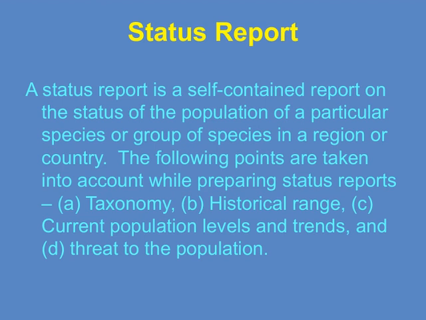Then we look at current population levels and trends. Are numbers increasing, stable, or declining? This helps us gauge the species' overall health. Finally, we assess the threats facing the population. These could be habitat loss, pollution, invasive species, or other risks. Connecting all these points allows us to develop effective conservation strategies and track progress over time, tying back to the overall goal of preserving biodiversity and ensuring sustainable ecosystems.